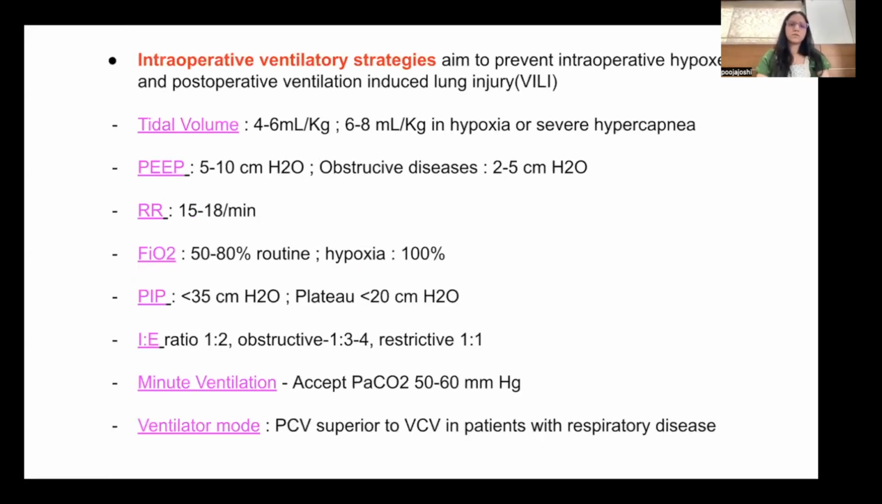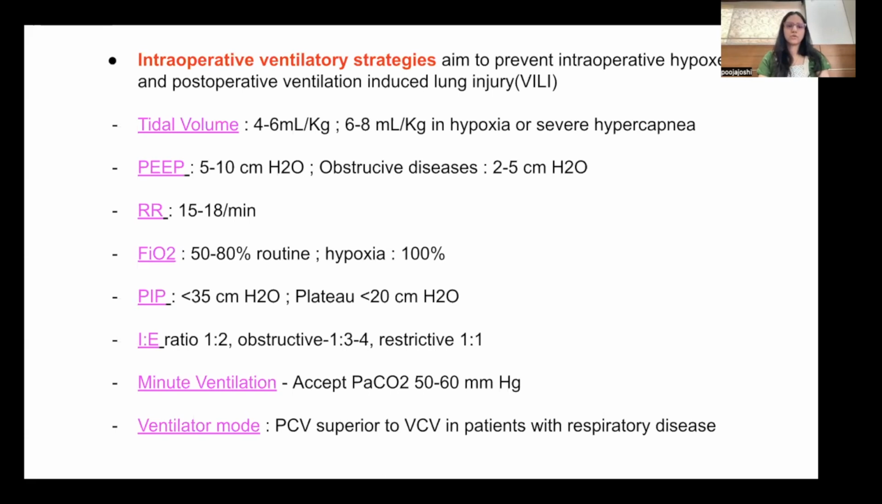There is much talk on the intraoperative ventilatory strategies. They aim to prevent intraop hypoxia and prevent post-op ventilator-induced lung injury. You have to set tidal volume from 4 to 6 ml per kg. Apply PEEP of 5 to 10 centimeters with a respiratory rate of 15 to 18 per minute. FiO2 50 to 80% is routinely used. Maintain the airway pressures: peak less than 35 and plateau less than 20.